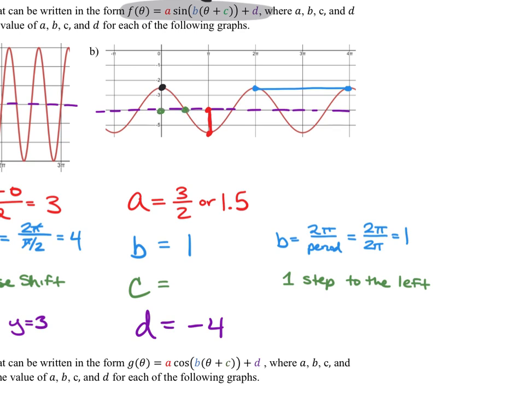How far is this step right here? If this is 0 and this is pi, what's this? Pi over 2. So we're going to make our step pi over 2. We're taking one step to the left. Left is a positive number.